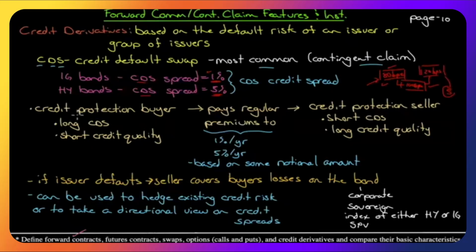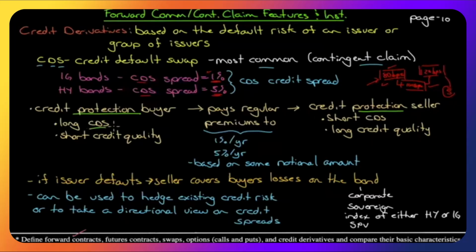So, the credit protection buyer will pay regular premiums to the credit protection seller. Now, I want you to think about your car and your insurance company. You are a protection buyer. You're buying insurance on your car. And what do you do every year? You pay premiums to the seller, the insurance company that will insure your car in case something goes wrong. We'll change the word car to bond, and you have the same thing. You're insuring the credit spread of a bond.